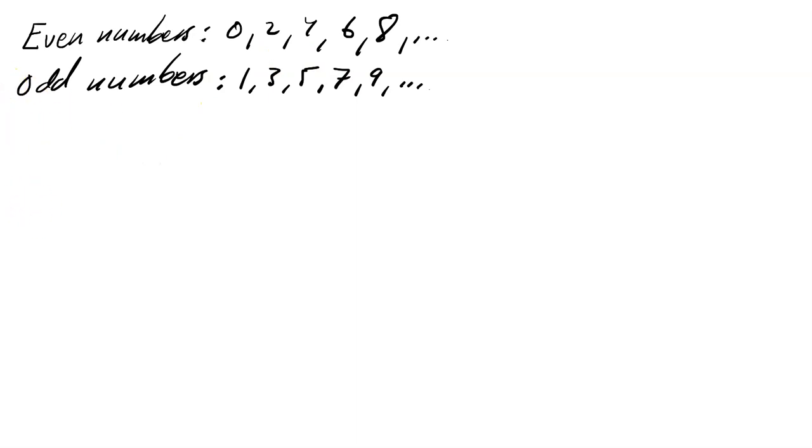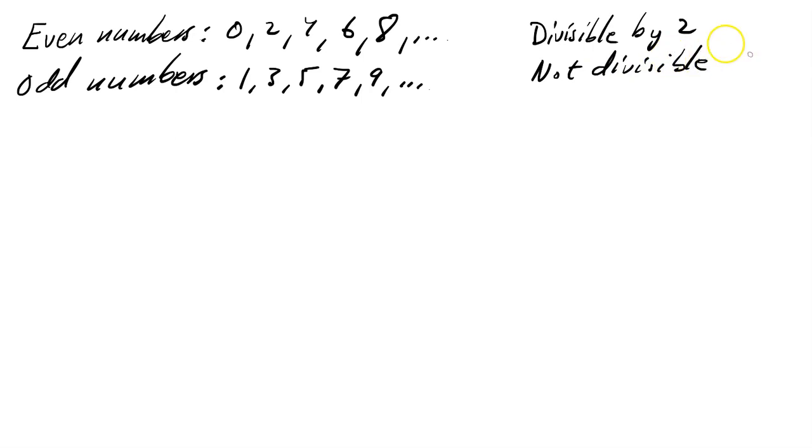You can also define the even and odd numbers as follows: the even numbers are those divisible by 2, and the odd numbers are those that are not divisible by 2. Okay, so we have that all even numbers can be expressed in the following way: 2 times m, where m is an integer.